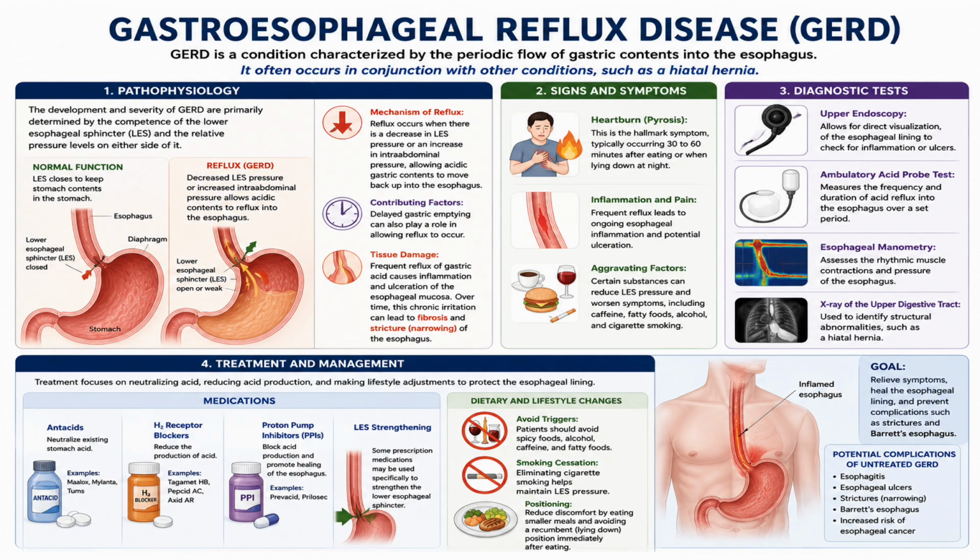So the development and severity of GERD are primarily determined by the competence of the lower esophageal sphincter, the LES, and the pressure differences on either side of it. Now the reflux occurs when the LES pressure decreases or the intra-abdominal pressure increases. This allows the gastric contents to move upward into the esophagus. And delayed gastric emptying can also contribute to this by prolonging the presence of food and acid in the stomach.